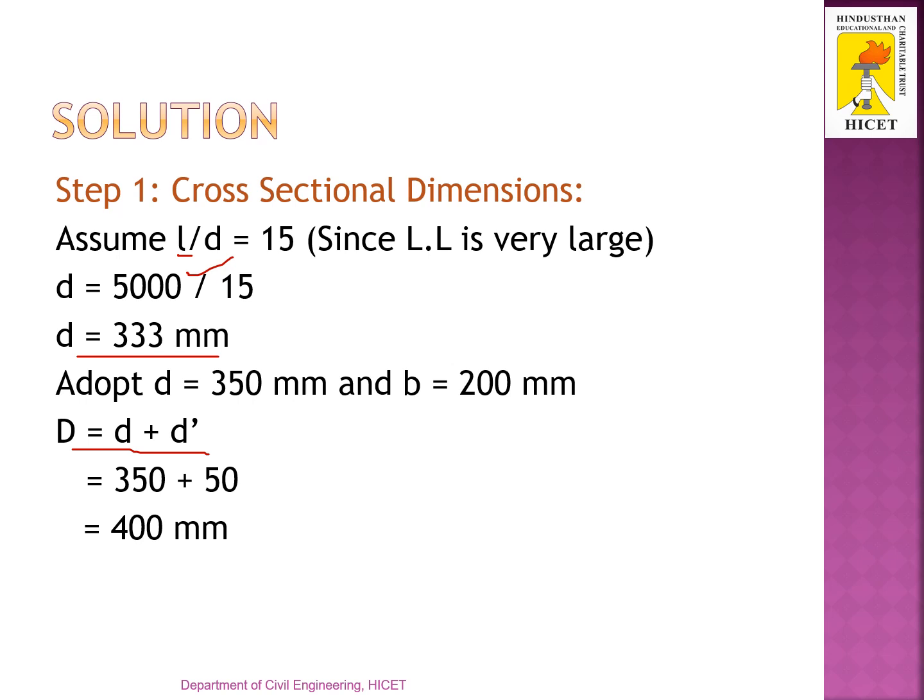So we want to adopt the width of our beam section. So we adopt the width of the beam section is equal to 200 mm. So our size of the beam is equal to small b into capital D. The size of the beam, small b by capital D. So that is 200 mm by 400 mm. So this is our size of beam.